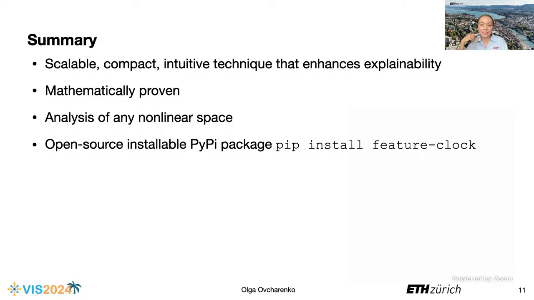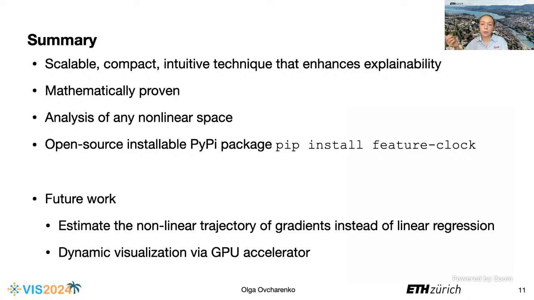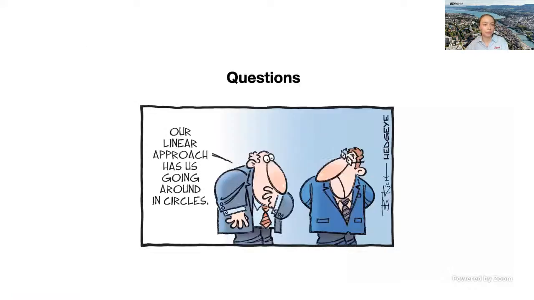Now, to summarize, we suggest an open source library and technique called feature clock. Feature clock is a scalable and compact technique that enhances explainability and can be used with any dimensionality reduction technique, and it can even be used to explain neural networks. In future, we plan to rethink how to use nonlinear methods to estimate movement on the manifold. Additionally, we are considering making feature clock more interactive with the lasso tool and GPU acceleration. That's all. Thank you.